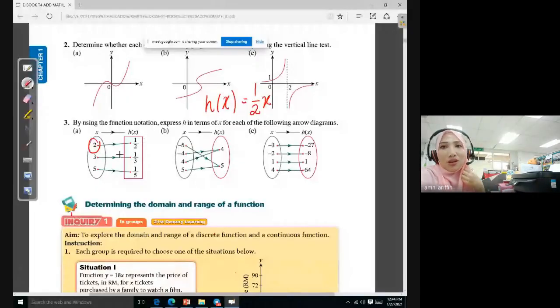Betul lah. Kalau saya record saya punya ni, dia akan record sekali kamu punya message kat tepi tu.